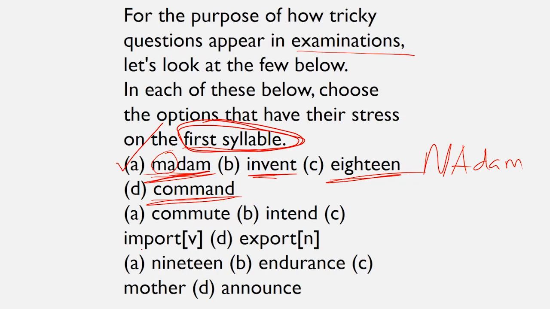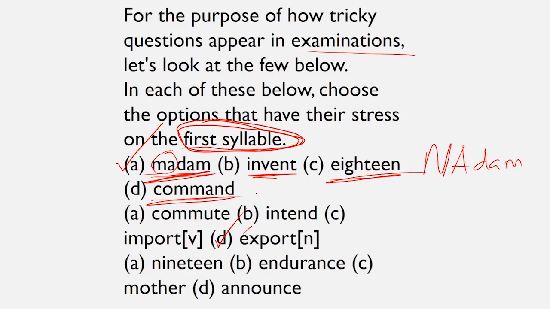Import. Okay? Then D, they say it should be pronounced as what? As a what? Noun. If it is as a noun, the first syllable will receive the stress, second one will be unstressed. So this becomes export. Here is stressed. Therefore, the one that received the stress is option D here. So A is commute, intend, import, and then export.